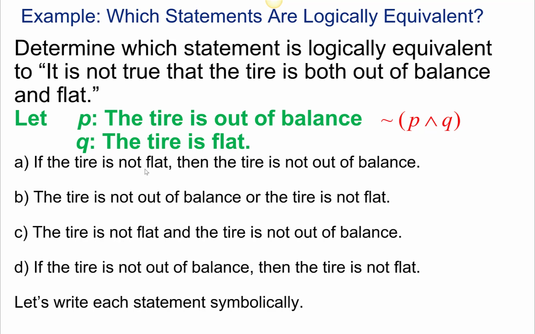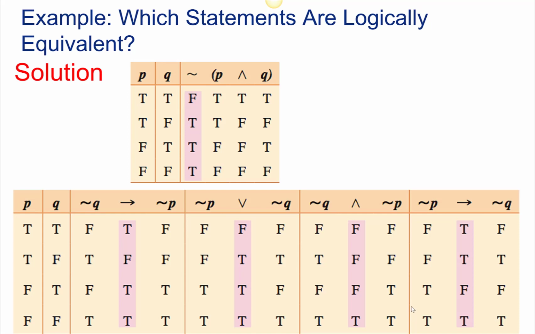And then the second statement is an if-then statement. If the tire is not flat, so that's going to be an if not Q, then not P. The second statement, the tire is not out of balance, not P, or not Q. The tire is not flat and the tire is not out of balance. And then finally, if the tire is not out of balance, which is an if not P, then not Q. Now, we've got 4 statements here, and we want to know which of these is logically equivalent to the one we started with, and we're going to do it with truth tables.